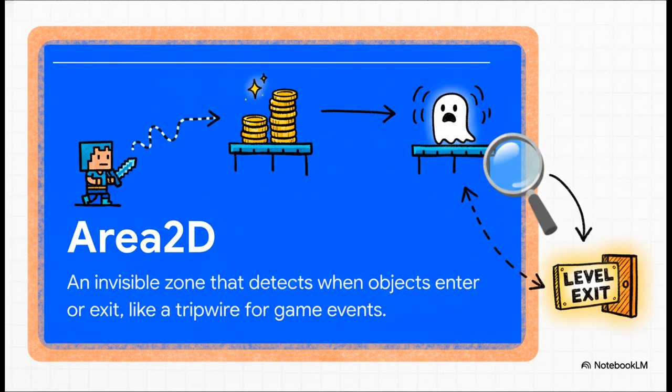Well, one of the first tools a developer will grab is something like an Area 2D. The best way to think about it is as an invisible tripwire. You can wrap this invisible zone around a coin, or an enemy, or the exit door, and its only job is to shout, "Hey, something touched me." It's a super simple but really powerful way to make things happen.